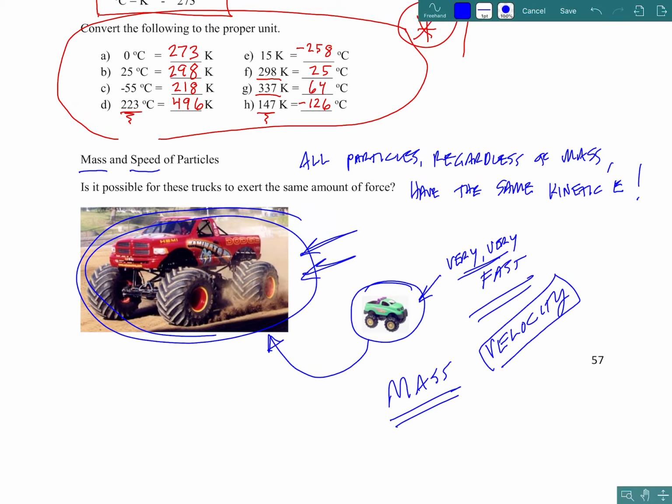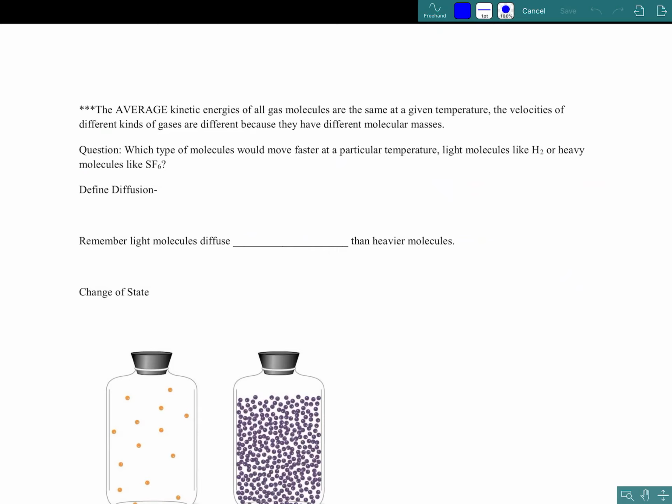Read this sentence again that I started at the beginning of the video. All particles, regardless of mass, have the same kinetic energy. What does that tell you about light molecules compared to heavier molecules? Think about that for a second. Let's go to the next page, where I make the same statement over again. The average kinetic energy of all molecules is the same at a given temperature. The velocities of different kinds of gases are different because they have different molecular masses.